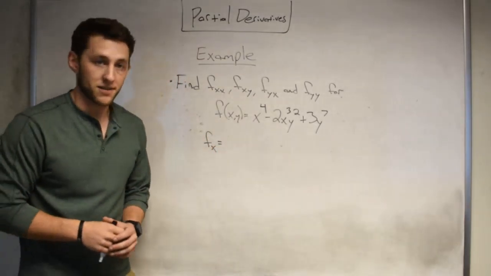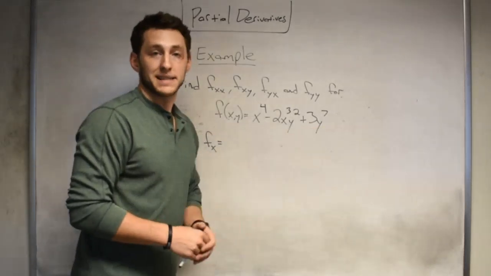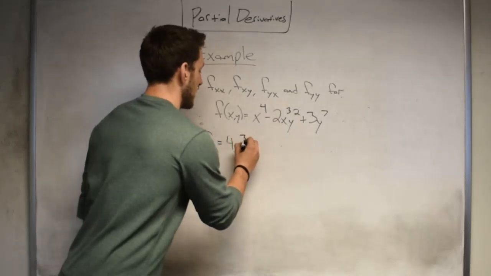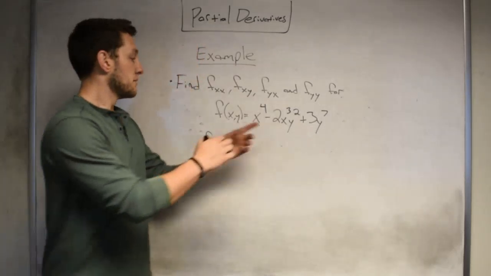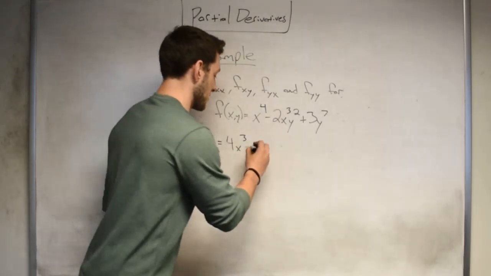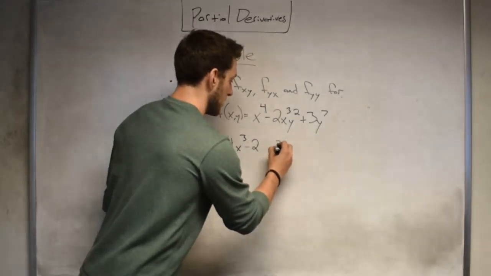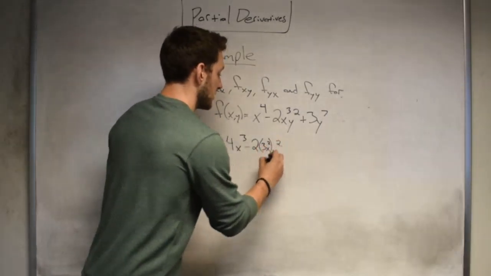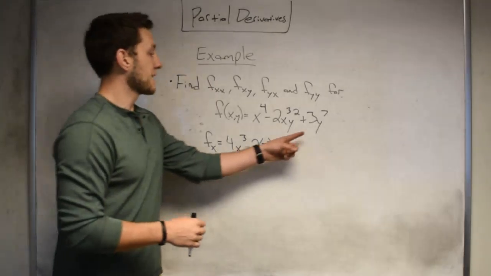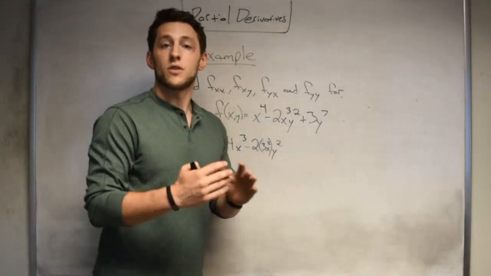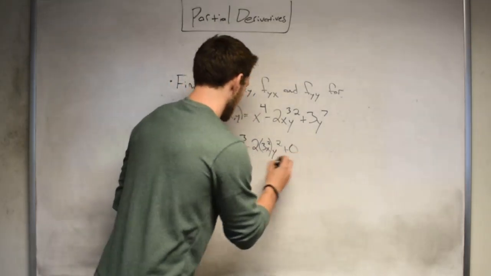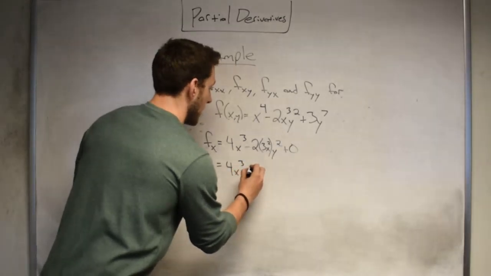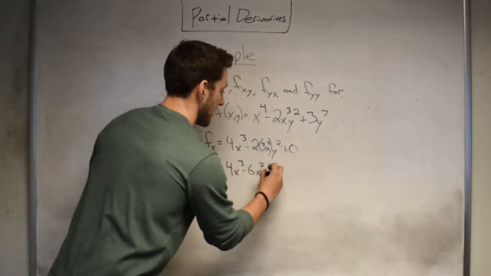Let's first off get f sub x. Derive this guy with respect to x while treating y as a constant. X to the 4th, therefore, becomes 4x cubed as regular, minus, copy down the non-x terms, and derive the x term. So minus 2 times 3x squared times y squared. Last but not least, this guy does not have an x in it, so it becomes 0. Upon simplifying, what I get is 4x cubed minus 6x squared y squared.